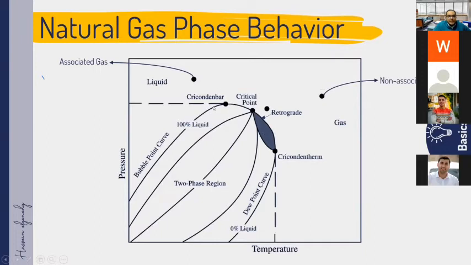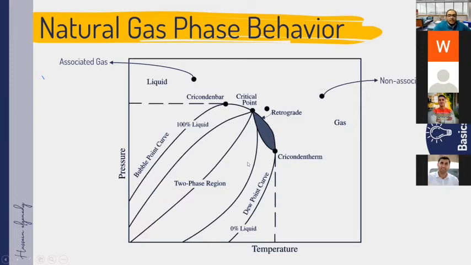On the other hand, here is the cricondenbar, which is the highest pressure at which gas and liquid can coexist together. And above this pressure, there will be no gas, no matter what the temperature was. Only liquid will be above this point. And the critical point is the point at which the dew point and bubble point curves meet.